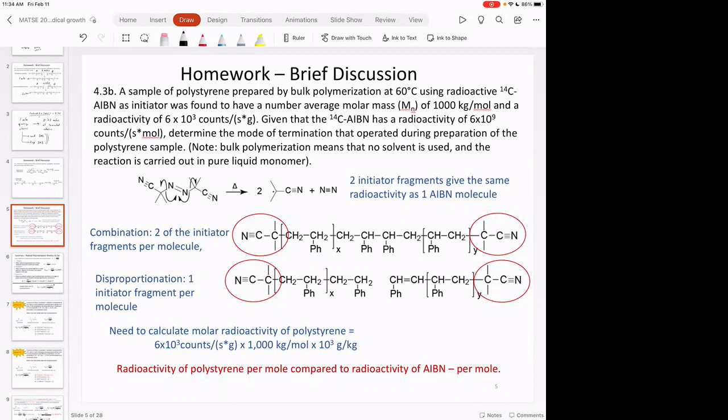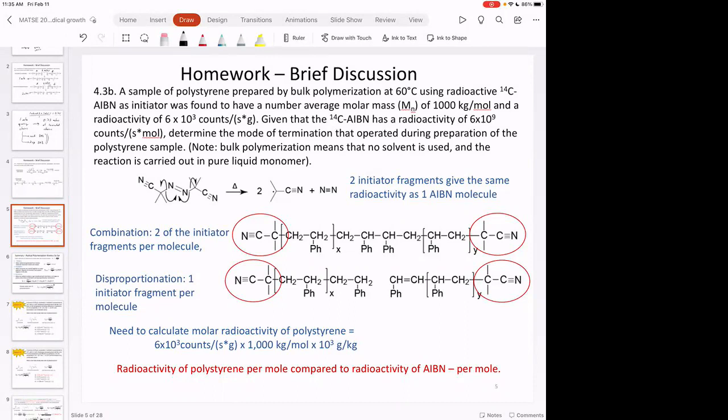The hard part about problem number 3 is that I give you the radioactivity of what we're making, polystyrene, with units of 6 × 10 to the 3rd counts per second per gram. So all of a sudden I have different units, right? I was talking about per mole for AIBN and per gram for polystyrene. And so I have to compare with the same units. Should I do everything per gram or per mole? It turns out that the best way to do this problem is to figure out the molar radioactivity of polystyrene. So on a per mole polystyrene basis, what is the radioactivity of polystyrene?